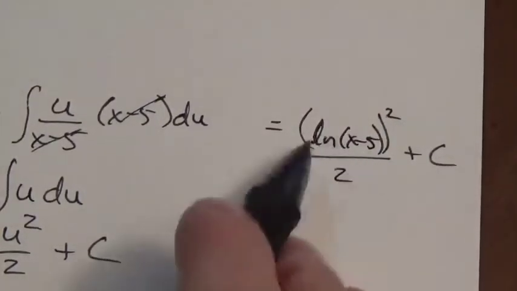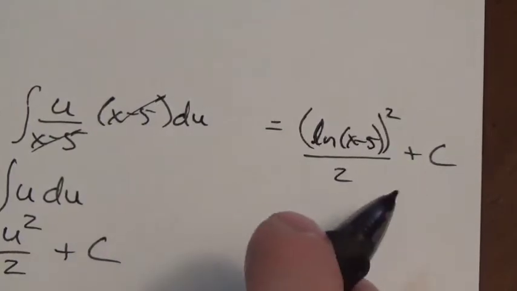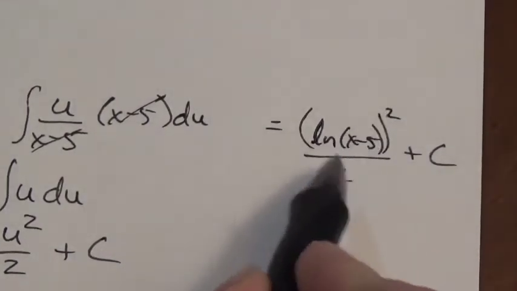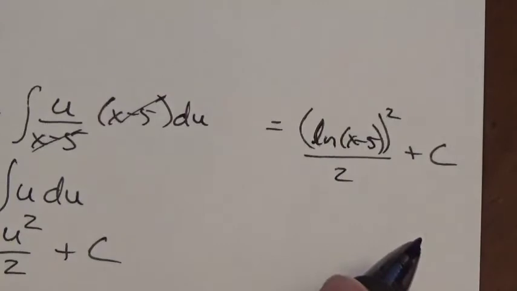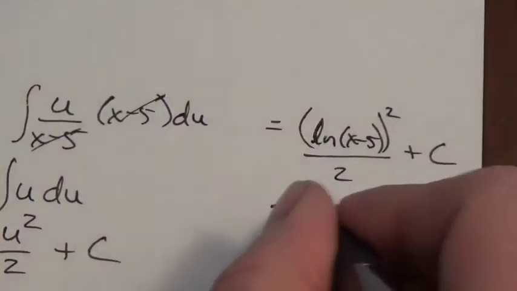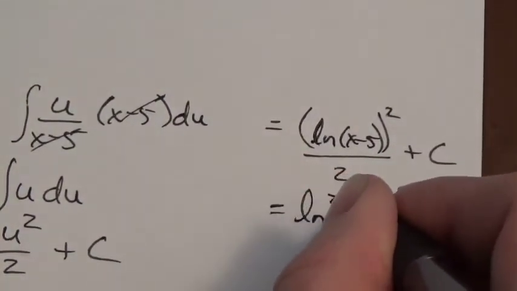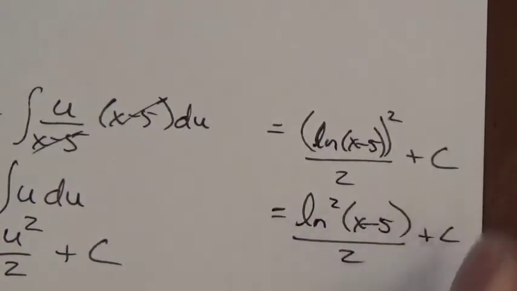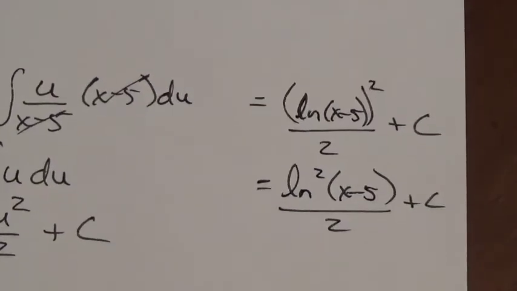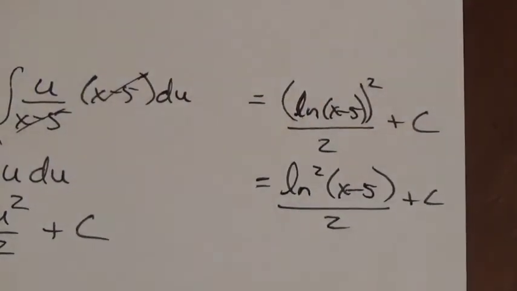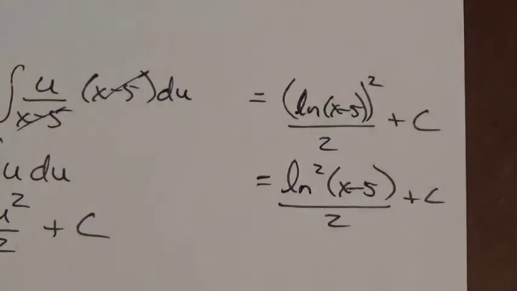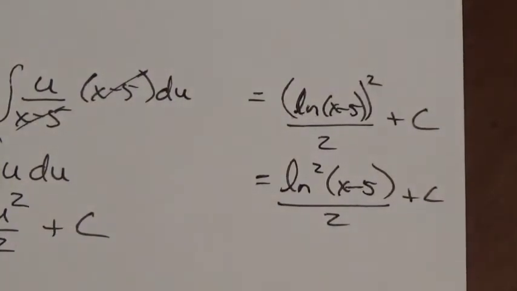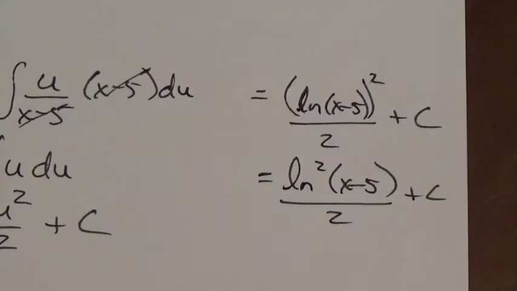Now, it does look a little funny to write it like that, but that's how you'd have to write it, because if you put the 2 on the x minus 5, it would look like the square is on the argument of the logarithm, and that's not what I want. I want the square to be on the whole logarithm. Another thing you might do is write the natural log squared of x minus 5, over 2 plus c. That should remind you of what it looks like in trigonometry when we square, for example, a sine or a cosine function. All right. Let's keep going.